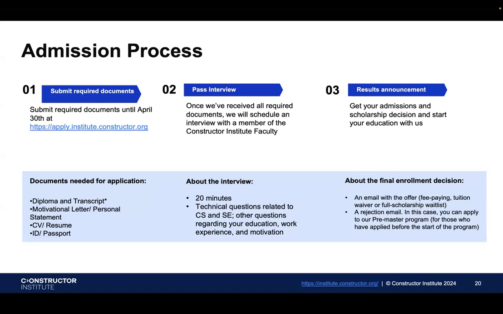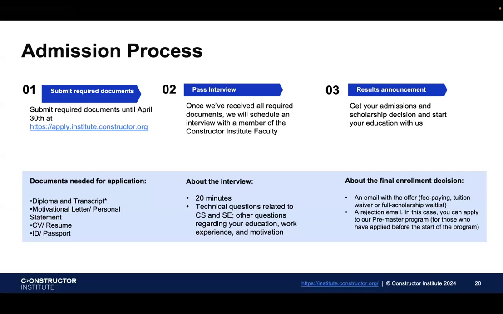Once we've received these 4 documents, I will be in touch to schedule an admissions interview. We schedule for 30 minutes to make sure that we have enough time, but it would normally last about 20 minutes, where we ask you some technical questions related to computer science and software engineering, and a few questions about your education, work experience and motivation. Once this interview has been completed, we get back to you within a few weeks with our admissions decision, if we're able to admit you or not, and if you've asked, whether we were also able to give you a scholarship. I'll get into more detail about the funding options in a minute.